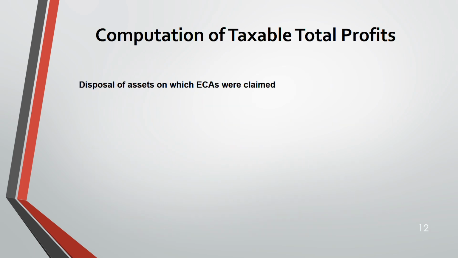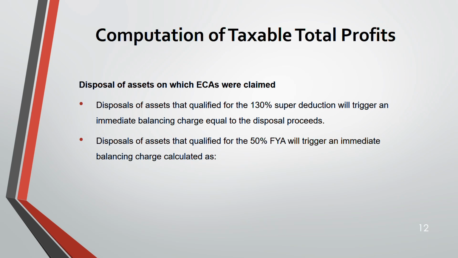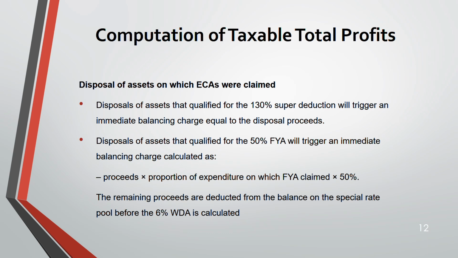Next, disposal. This is the part you might be asked in the question. Disposal of assets on which ECAs were claimed. So if you're disposing of an asset that qualifies for the 130% super deduction, this will trigger what? A balancing charge. That will be equal to your disposal proceeds. Disposal of an asset that qualifies for the 50% first year allowance will trigger an immediate balancing charge once again. In both cases, a balancing charge. This is calculated as follows, and you have to know this. Proceeds multiplied by the proportion of expenditure on which FYA is claimed, multiplied by 50%. The remaining proceeds are deducted from the balance on the special rate pool before the 6% WDA is claimed.